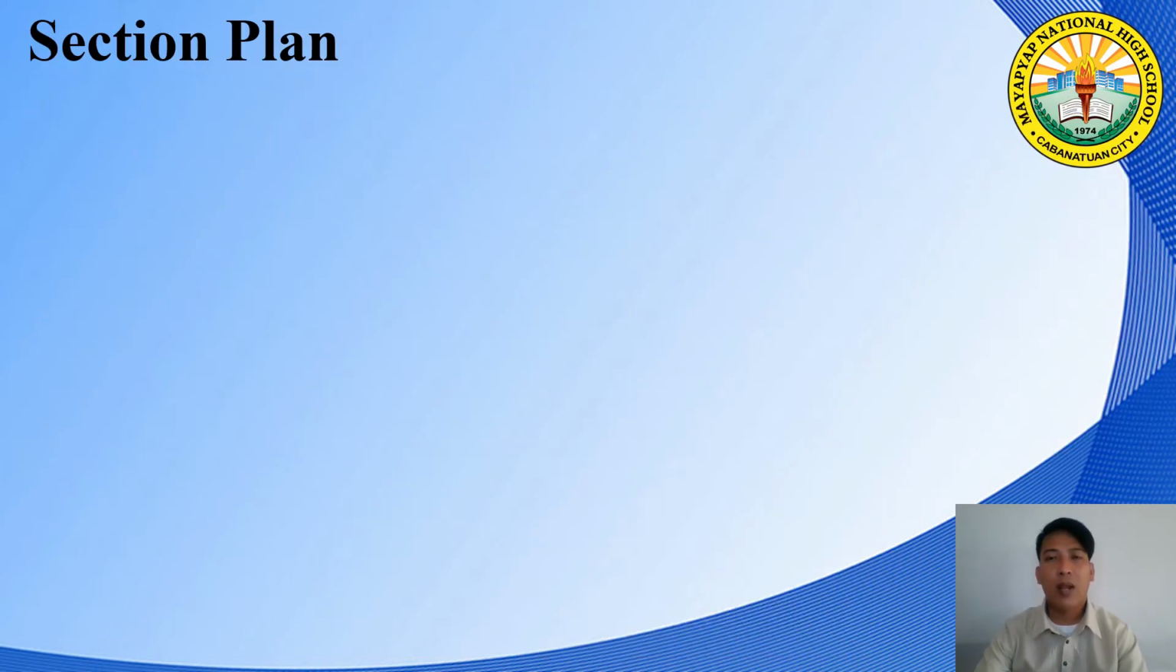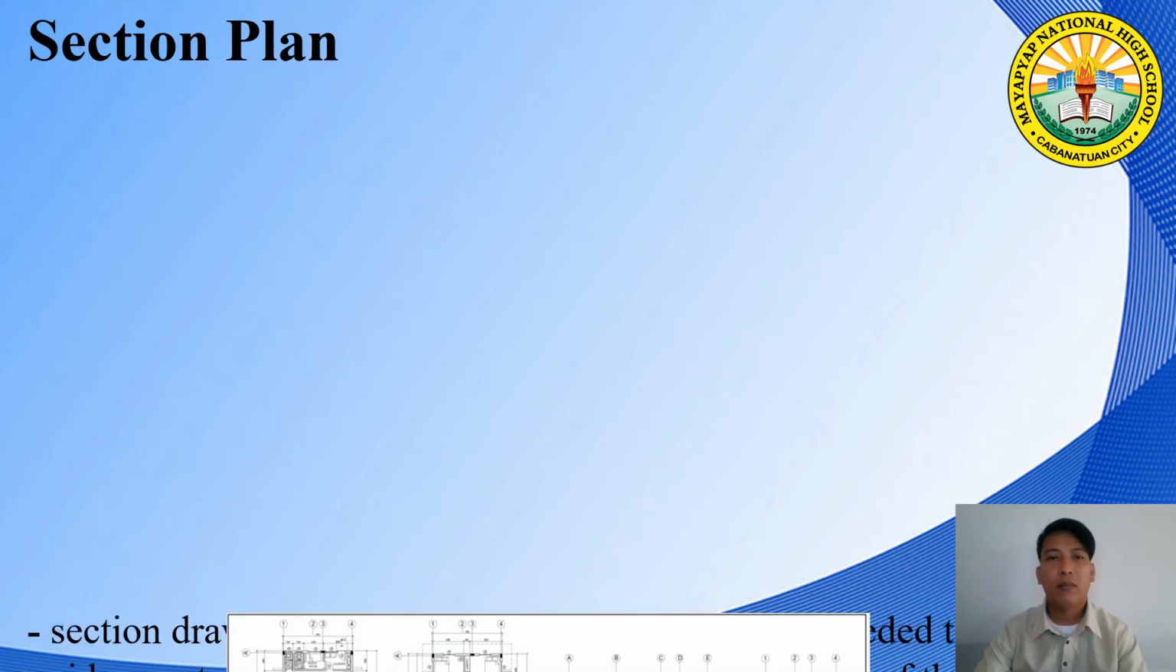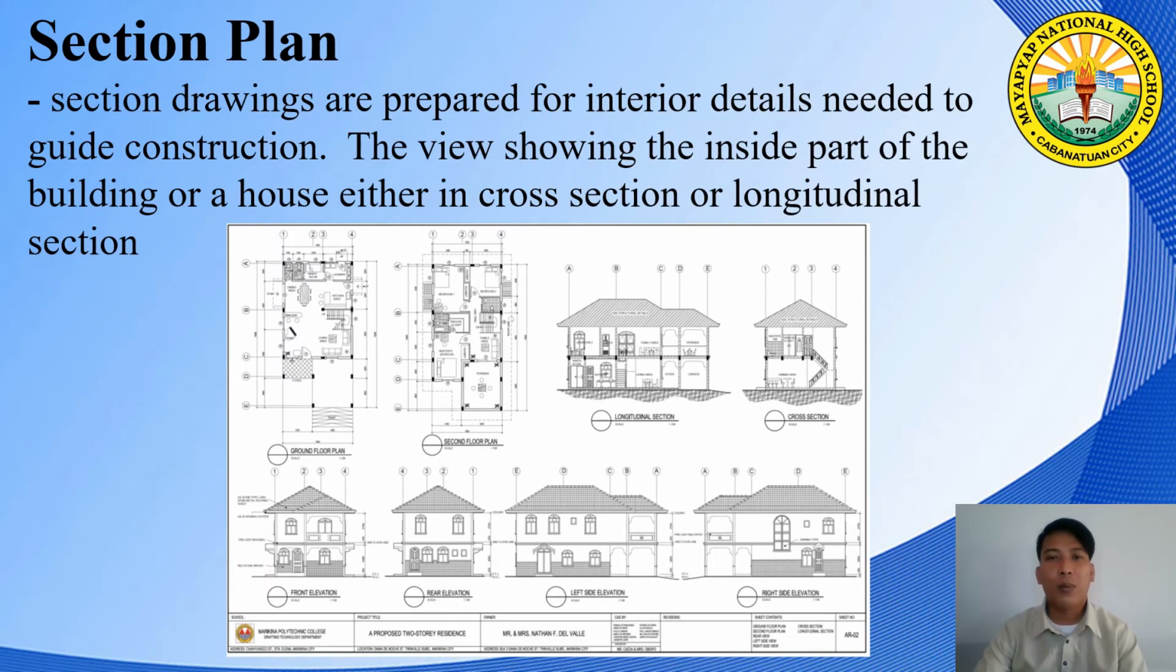Next is the section plan. Section drawings are prepared for interior details needed to guide construction. The view showing the inside part of the building or a house either in cross-section or longitudinal section.